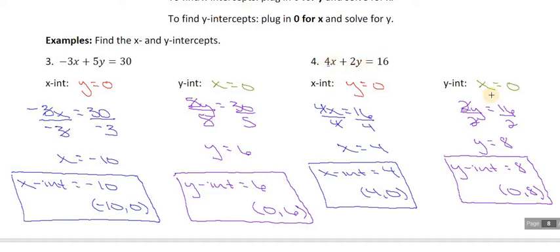Okay, so when we make our x term go away, we cover that up. We're left with 2y equals 16. Divide both sides by 2, so y equals 8. So our y-intercept is 8, which means we go to the y-axis at 8, which is represented by the ordered pair (0, 8).